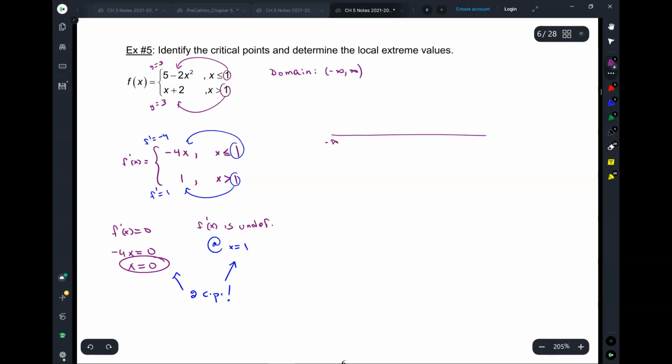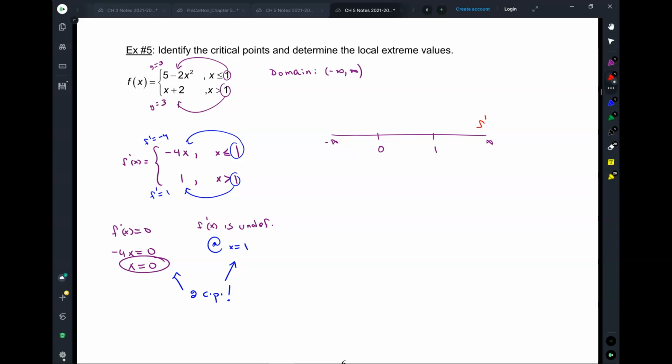So now, let's do a number line. This is going to represent the domain, and on here I'm going to put all of the critical points. This is for f prime.